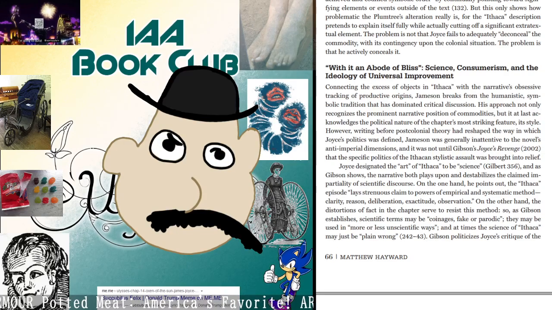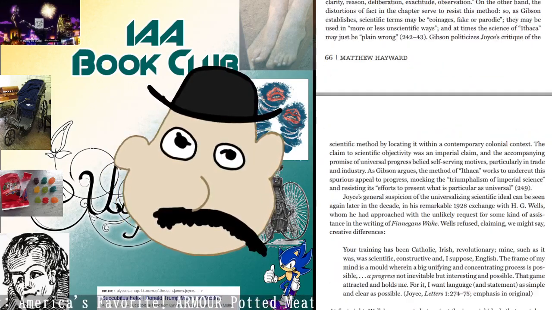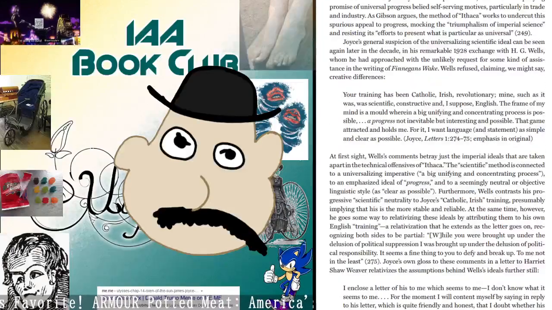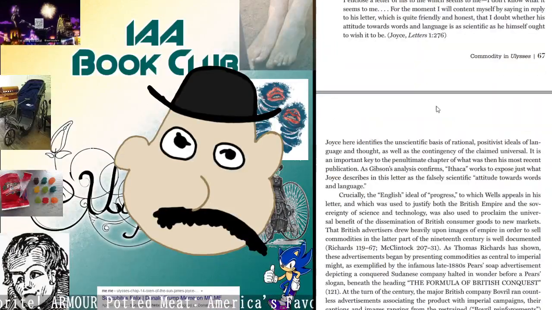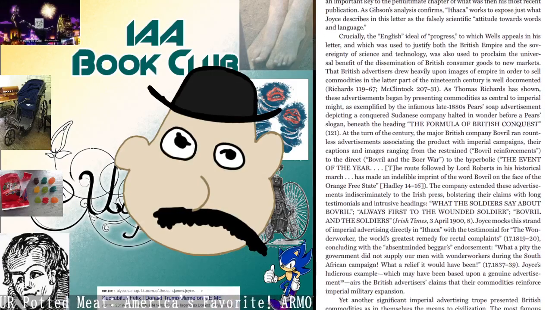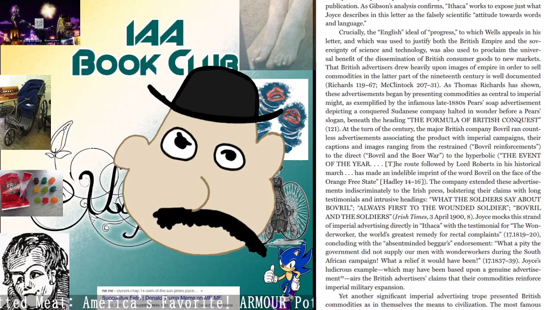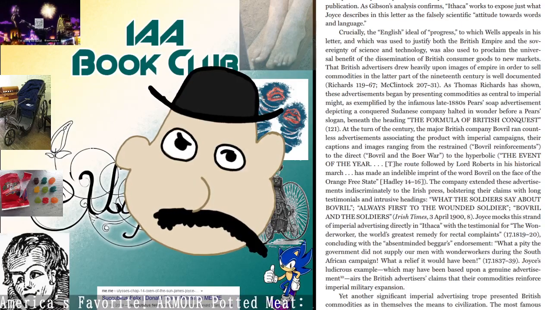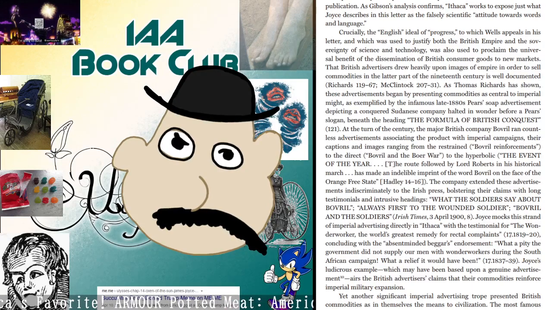And to tie this a little more into the novel, he cites some contemporary advertisements of the time, which Joyce would have been reading, and to fit the character of Bloom as an ad man. We're now outside the text entirely at this point. A soap ad had the slogan "the formula of British conquest." That's not very subtle.